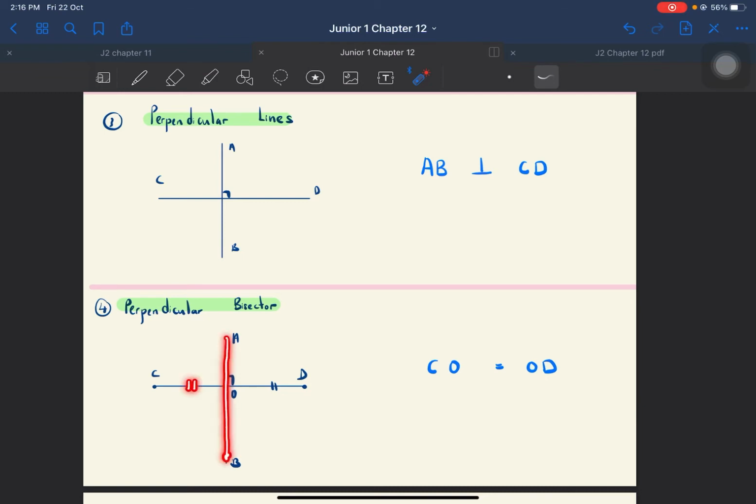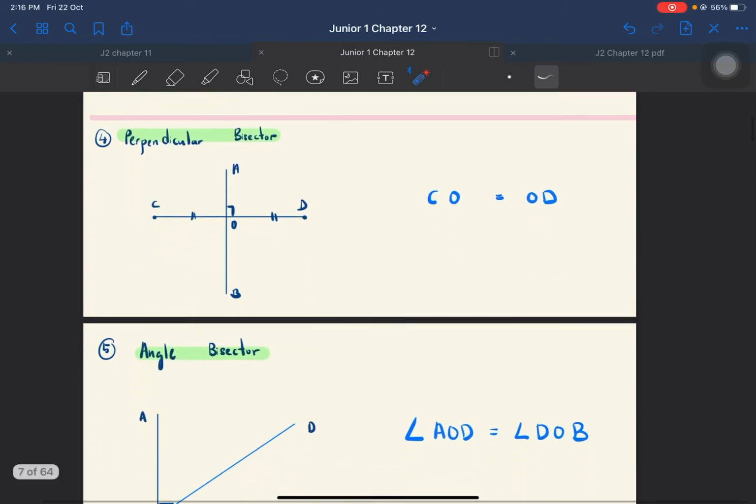So it will produce C, O, D with this relationship. CO equals OD if AB is the perpendicular bisector of line segment CD. So if CO here is 5 cm, OD will as well be 5 cm.